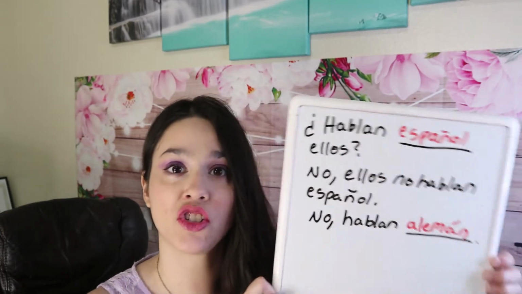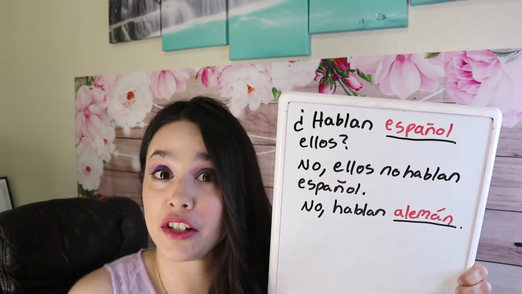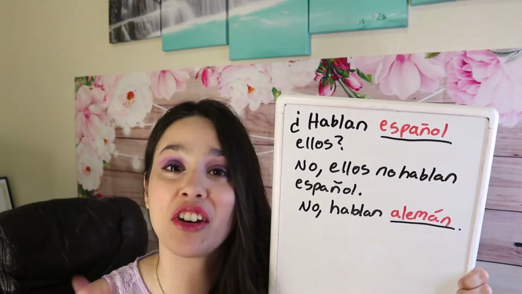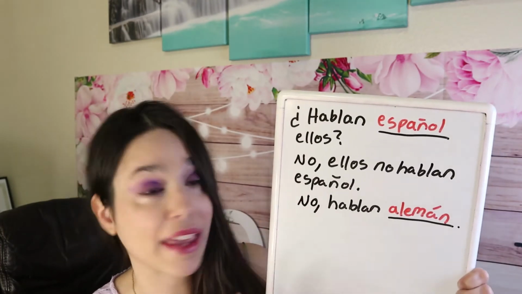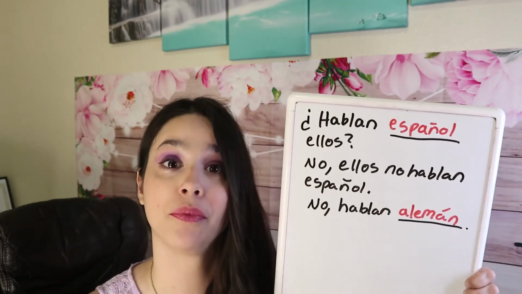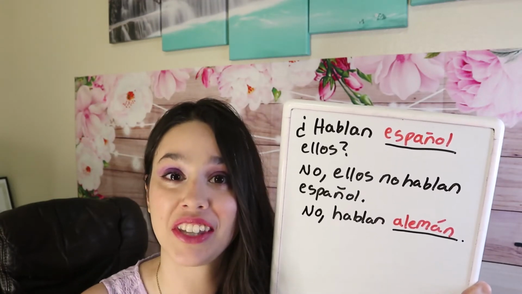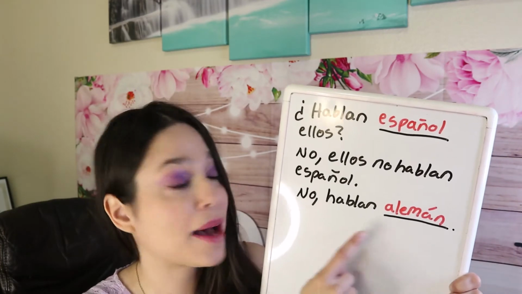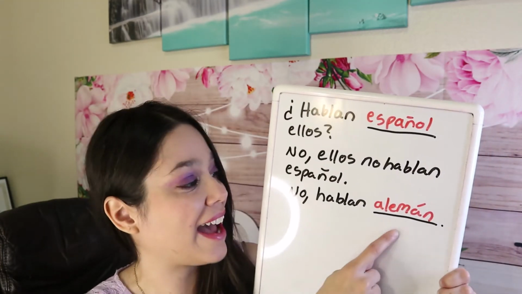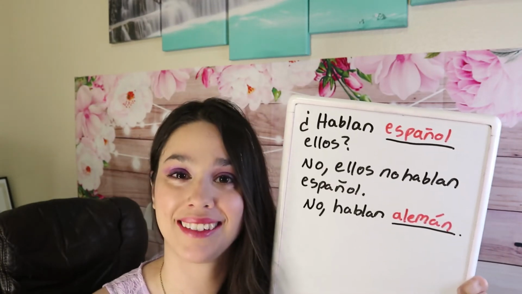So we have the question here. ¿Hablan español ellos? Or do they speak Spanish? There are two ways you can respond to this question. You can say, no, ellos no hablan español. Or you can say, no, and tell them what language they speak. So for example, you can say, no, hablan alemán. Alemán. German. No, they speak German. Great job.